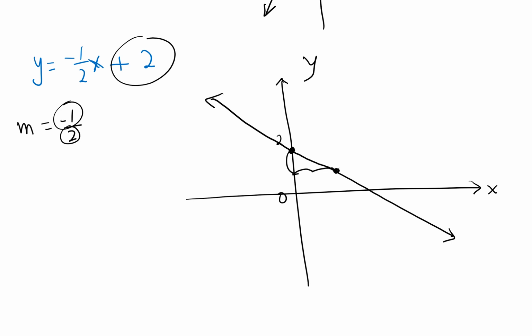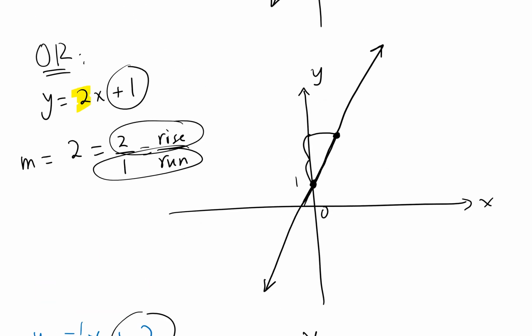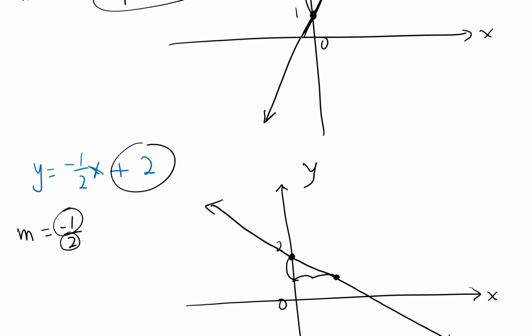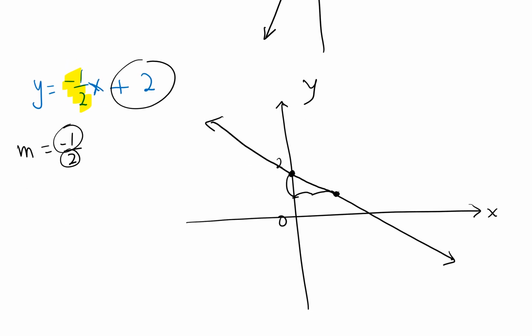Notice for the first one, I'm going to scroll back up, the slope was 2, which is positive. That's why the line was going up. For the next one, the slope is negative. That's why the line was going down. So the slope tells you if it's going up or down.